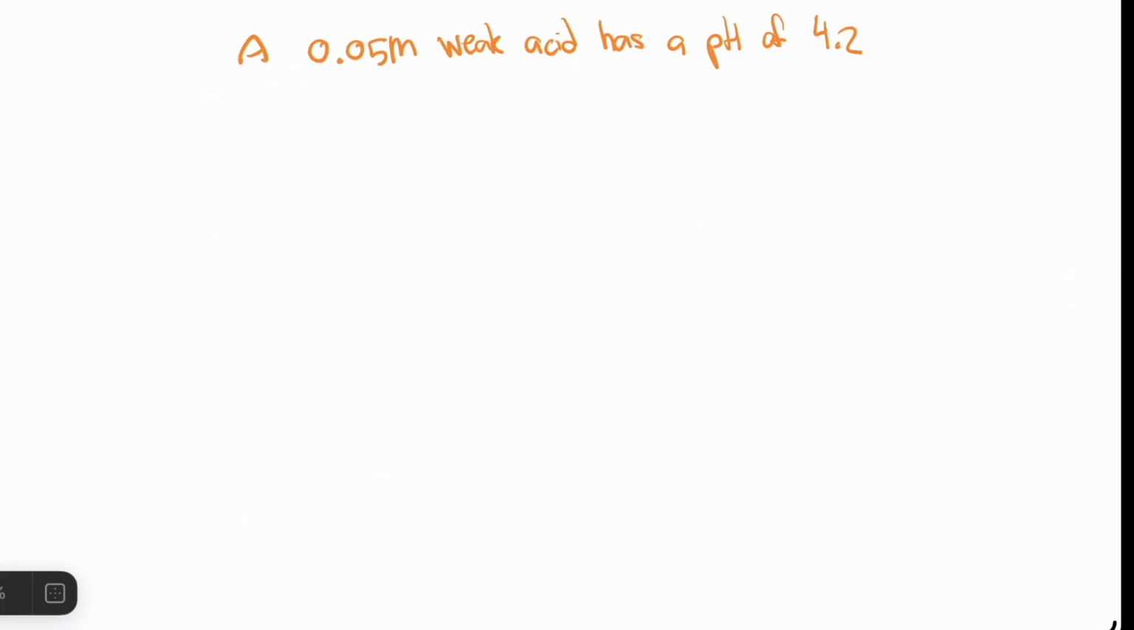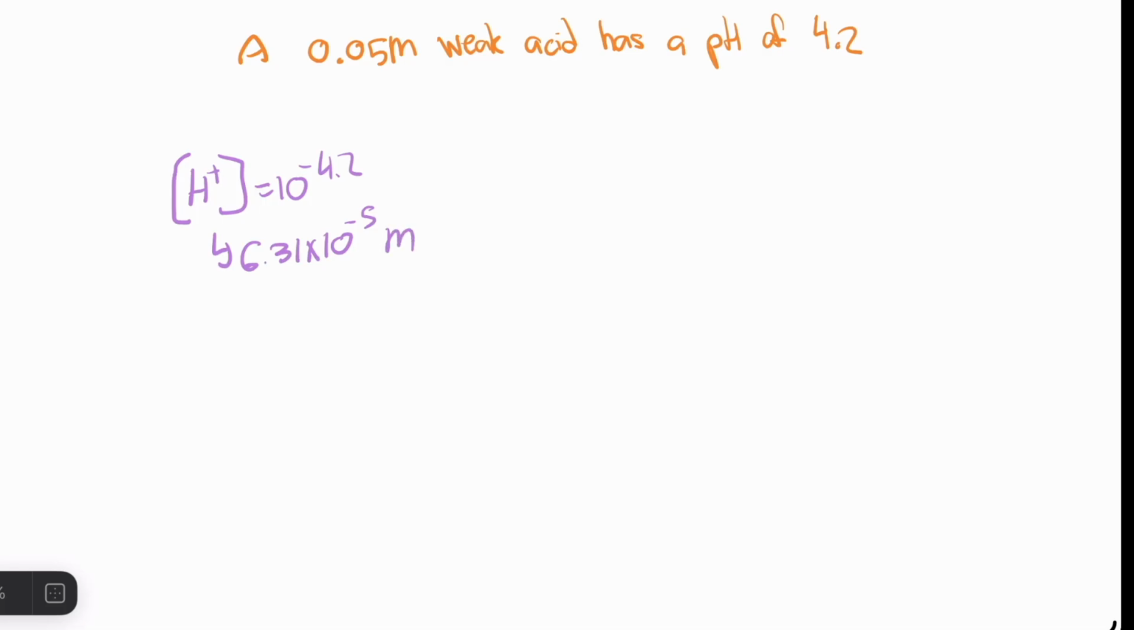Let's look at one more example. So here we have a 0.05 molar weak acid with a pH of 4.2. We need to find Ka again. So we can get our hydrogen concentration, or H plus, by doing 10 to the negative 4.2 power, that's our pH. We get 6.31 times 10 to the negative fifth molar.